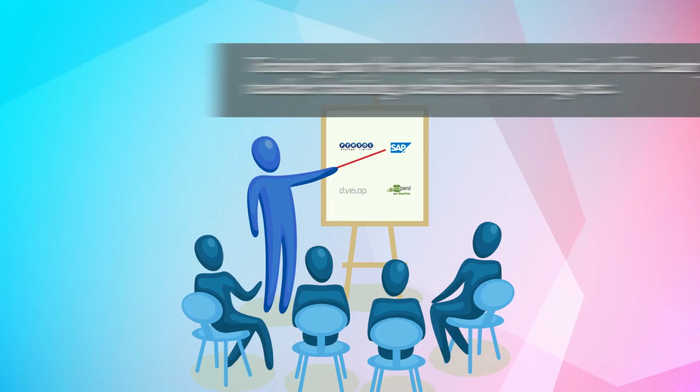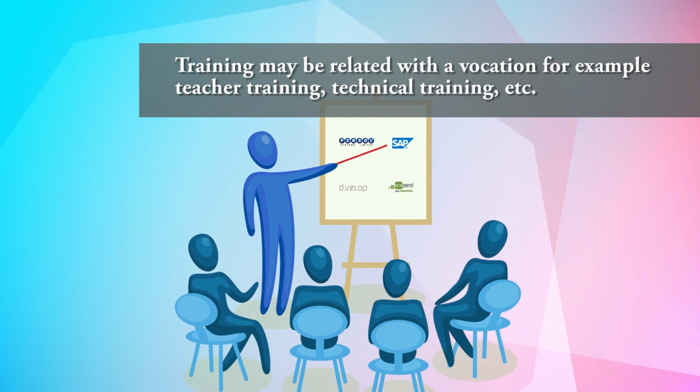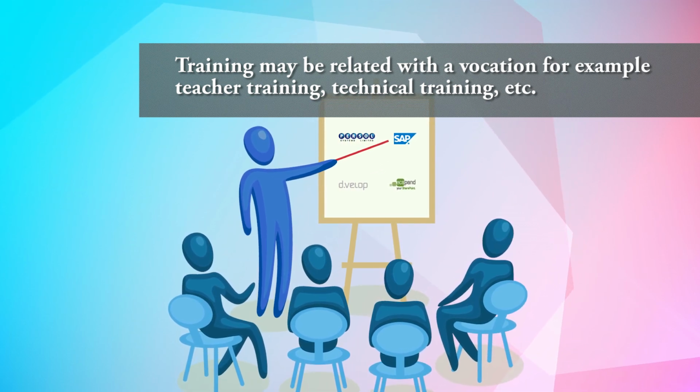So here friends, when I am talking about specific skills, the term training comes into the context. That means we call it training when you are involving yourself in developing certain specific skills, and further that skill will help you develop life skills and earn bread and butter and live your life. So you can develop a specific skill through certain training in a chosen area, in a micro area you can say. Then training may be related with a vocation. For example, teacher training, technical training, etc.